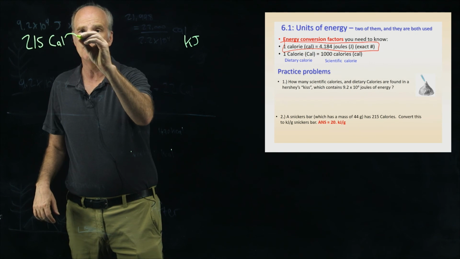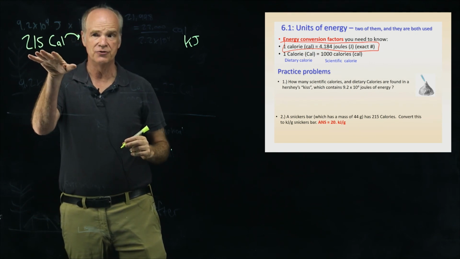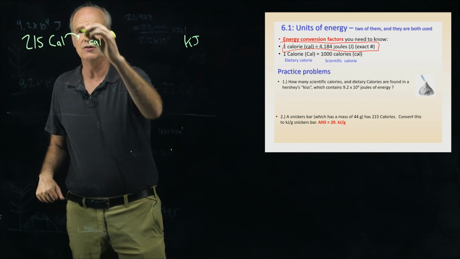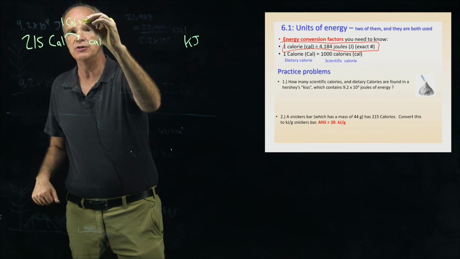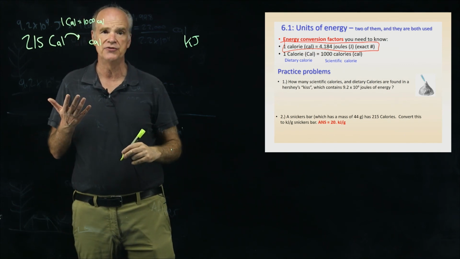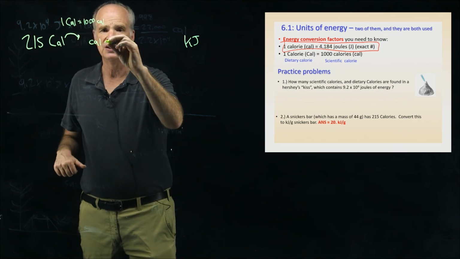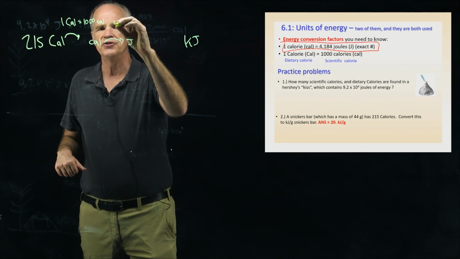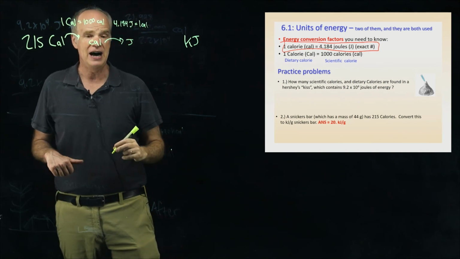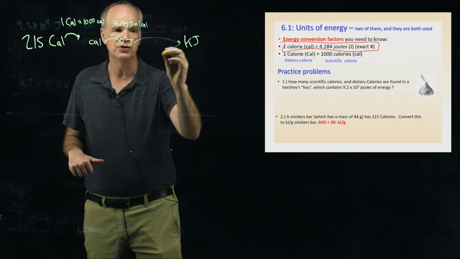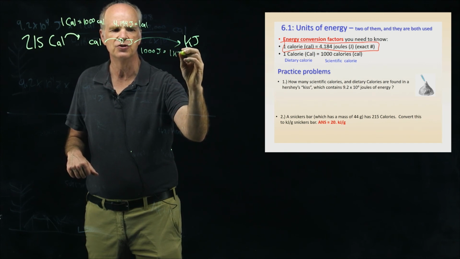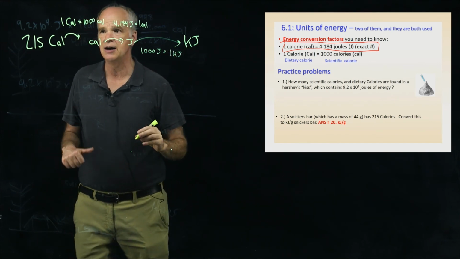Well, the way I would go about this is I would first convert dietary calories to scientific calories. So you might remember that 1 dietary calorie is equal to 1,000 scientific calories. Once we have it into a regular scientific calorie, we can then convert calories into joules. And there are 4.184 joules in 1 calorie. And then the final step will be to convert joules to kilojoules, just reminding yourself that there are 1,000 joules in 1 kilojoule. Now let's go ahead and set that up and see where we're at.